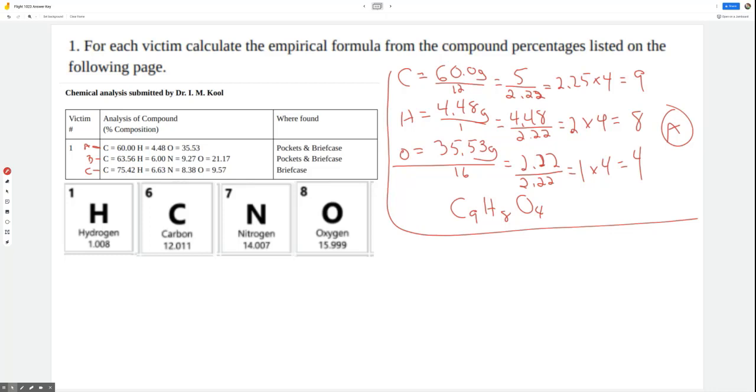Then we have the next compound, which actually has 4 elements. It has carbon, hydrogen, nitrogen. These are all percentages, but I'm converting them to grams, or just replacing the percent with grams. And oxygen. Okay, divide each one by its molar mass. So 12 for carbon, 1 for hydrogen, 14 for nitrogen, and 16 for oxygen.